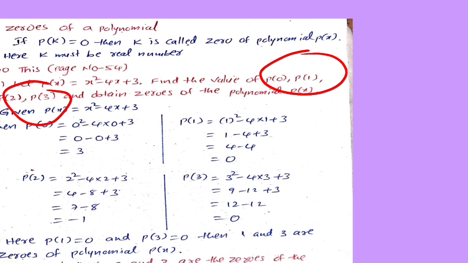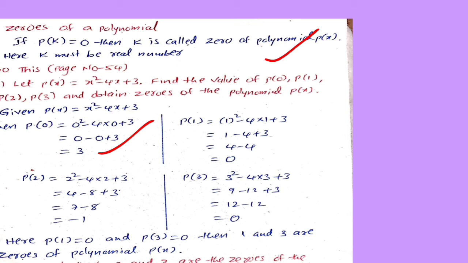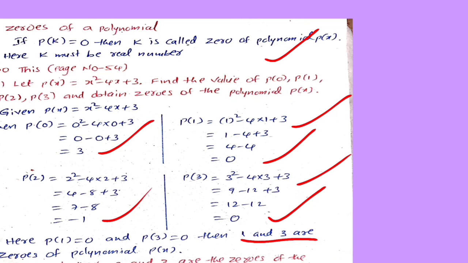See, the given polynomial is x square minus 4x plus 3. First he asked p of 0. Just substitute x equals 0, its answer is 3. Next, p of 1, substitute x equals 1 and simplify, answer is 0. P of 2, substitute x equals 2 and simplify, answer is minus 1. P of 3, substitute x equals 3 and simplify, answer is 0. So according to the definition, when we substitute x equals 1 we got 0, and when we substitute x equals 3 we got 0. So that means 1 and 3 both are zeros of the given polynomial.